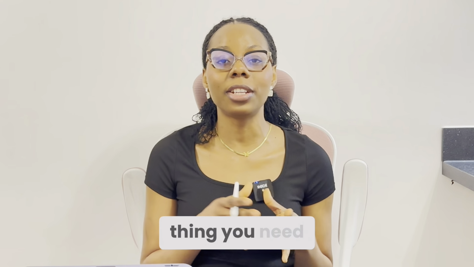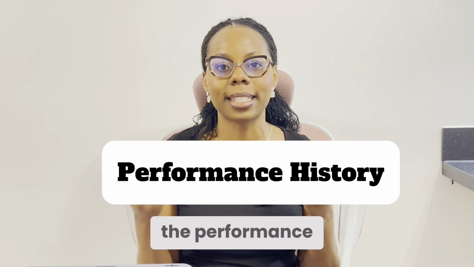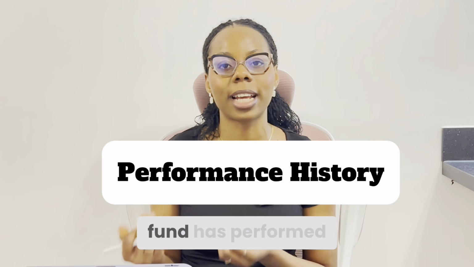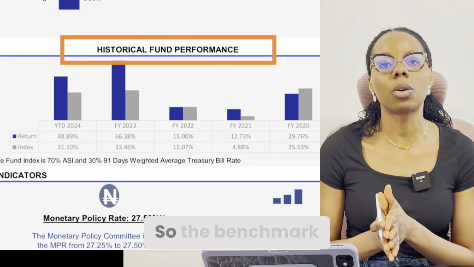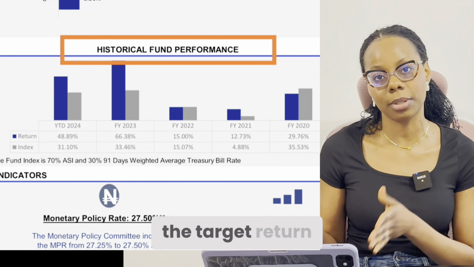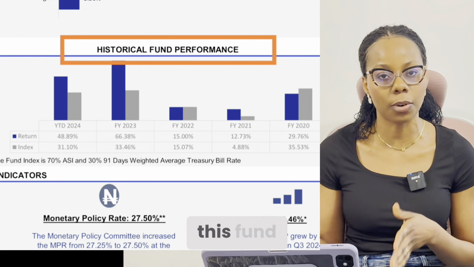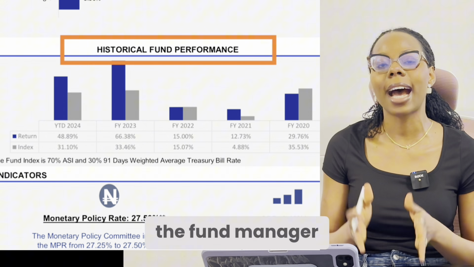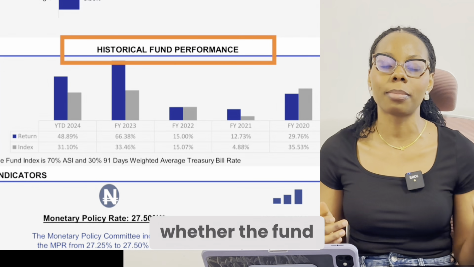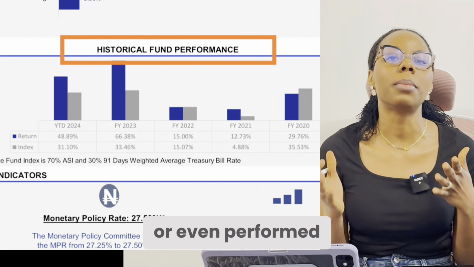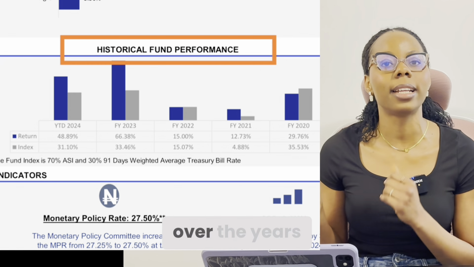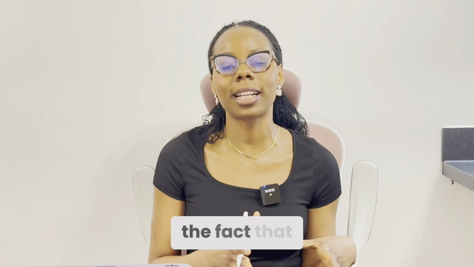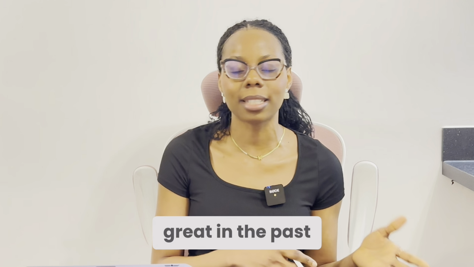The next important thing you need to check in a fund fact sheet is the performance history. So this will tell you how well this fund has performed over the years, and it's usually placed side by side with the benchmark. So the benchmark or the index is the target return that the fund manager has hoped to attain for this fund. So this will let you know whether the fund manager has met the expectations, exceeded expectations or even performed below expectations. And also you need to check the consistency of this performance over the years. But you have to bear in mind that the fact that the fund performed great in the past does not mean that the fund will perform or yield positive returns in the future.